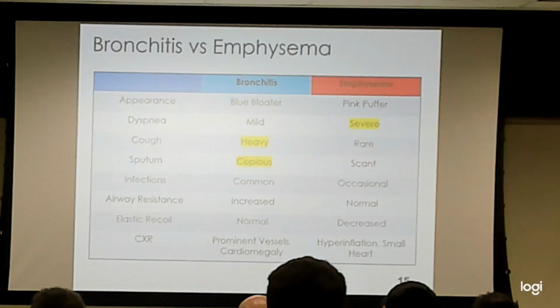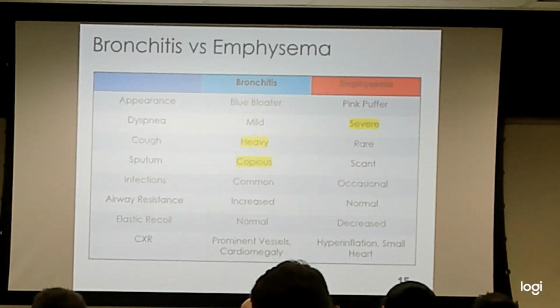So not as much cough, not as much sputum, right? But not everybody reads the book. So if they are saying that, anyway, just get them to quit smoking, that's the point. Elastic recoil is down, we talked about that. And then you're going to see more of a hyperinflation and a smaller heart relative to that chest cavity.